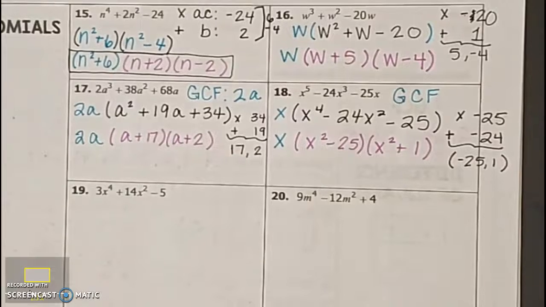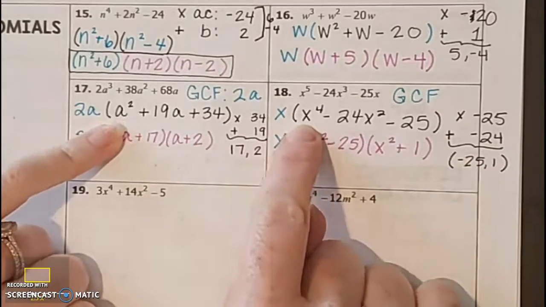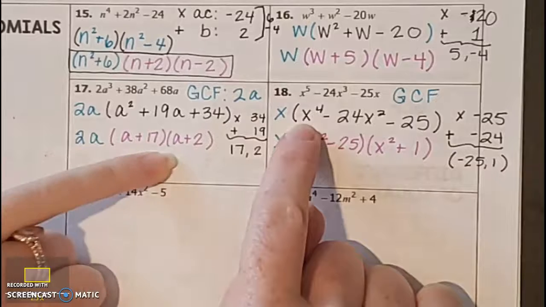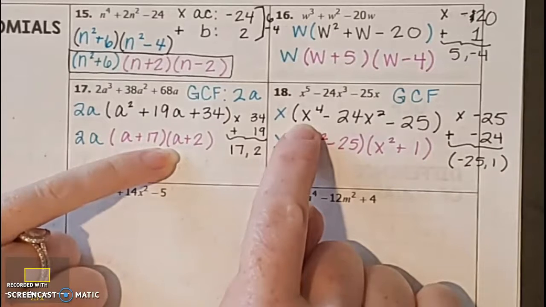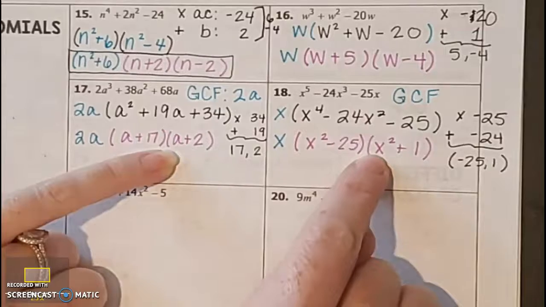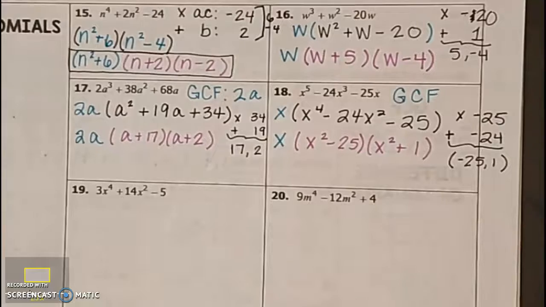Okay, notice the difference here. When we have a quadratic versus a quartic, when we factor a quadratic, it becomes a and a here. And when we factor our quartic, it becomes x squared and x squared. All right, so can we factor any more? Is there any factor here that will factor again?